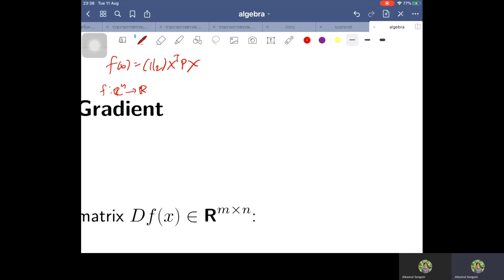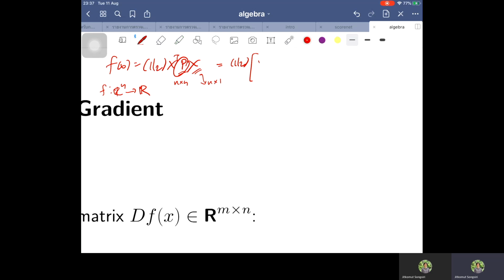Of course, f maps from Rn to R. Here, this is a very common notation: what I mean is that x is a vector of n by 1, and the matrix P is symmetric and is of size n by n. You should know that you can expand this quadratic form.